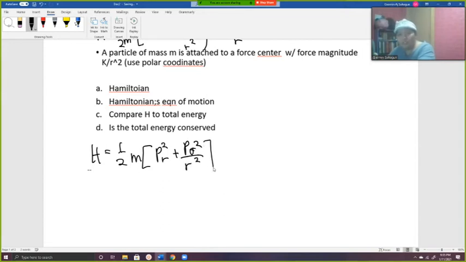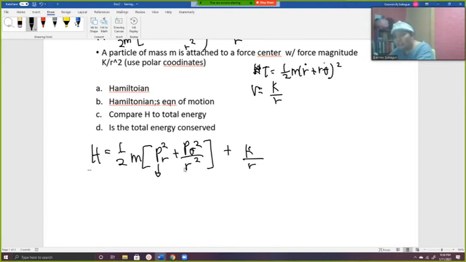P squared over R squared plus P theta over 2R squared plus KR. Remember a while ago, B is equal to K over R, and P is equal to 1/2 M R dot plus R times theta dot squared. So that is it.